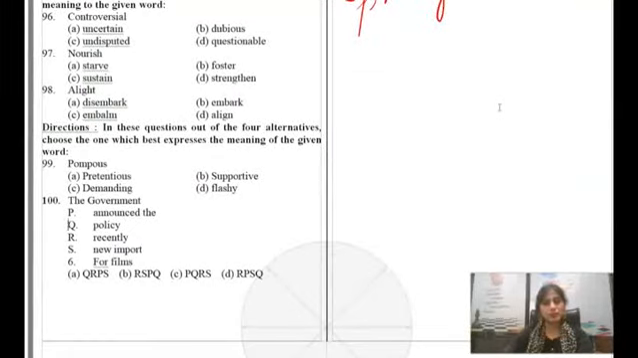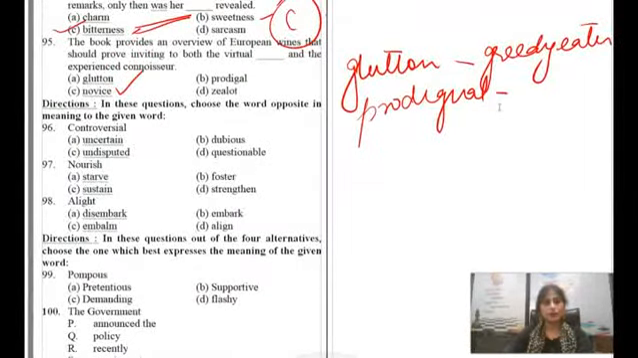Choose the word opposite in the meaning of the word. So again, opposite meaning. First is controversial. As you all know, controversial comes from the word controversy. Undisputed is the correct answer. It is the opposite word. Nourish, that means to provide everything. Then answer A, starve.